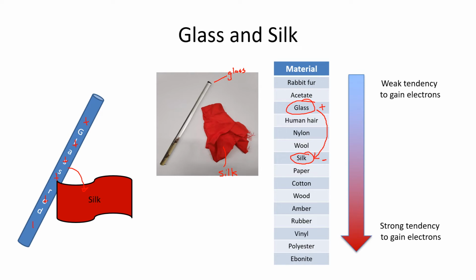So that's good to know. So using this electrostatic series, you can always give something a positive charge if you know the two substances that you are rubbing together.